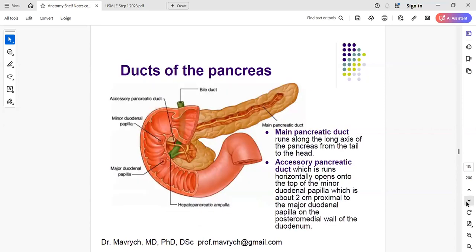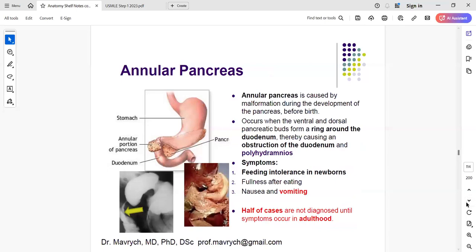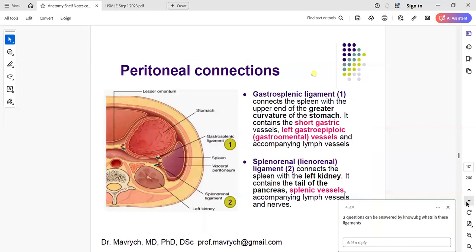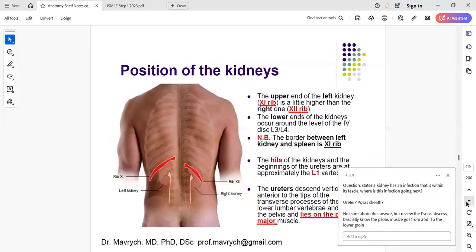About the anatomy of the pancreas and peritoneal connections, they don't usually ask.